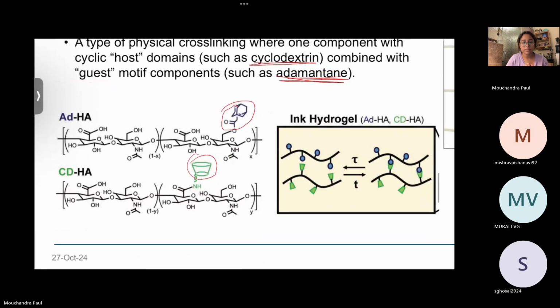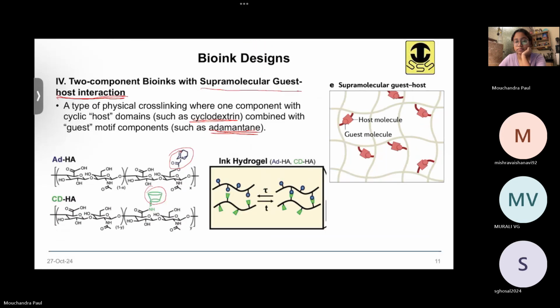Okay, any questions? Everyone understood how the guest-host interaction works? Yes. Okay.